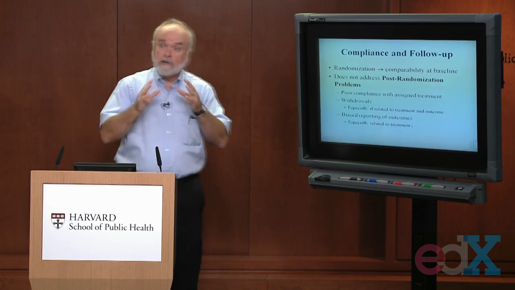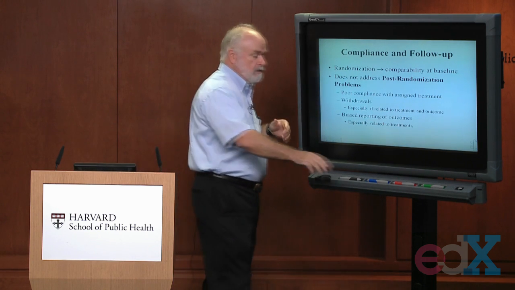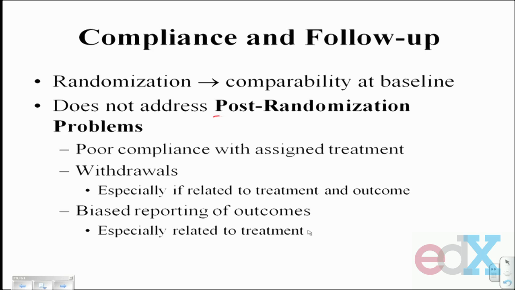You have two groups that look like one another. They have the same age distribution. Whatever outcomes occur among one group, if they're different from the other group, you can't blame it on one group being older or younger than the other group. So randomization gives you a good starting point. But now let's talk about post-randomization problems.